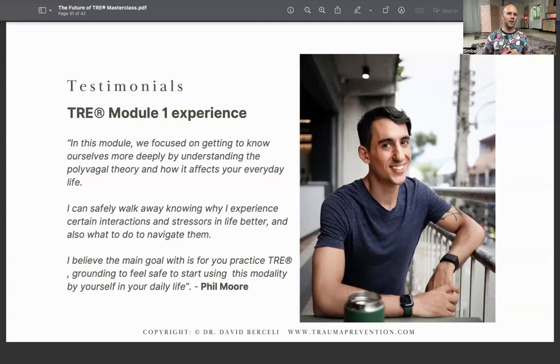And really what he walked away with was that he can experience interactions and stressors in life and also know what to do and how to navigate them. So he walked away with a framework of, oh, this is why I'm feeling certain stressors, or why my partner or my colleague or whoever I'm meeting affects me. And he also walked away with an understanding, as everyone does in Module 1, of how I can practice TRE and grounding for myself and add it into my daily practices, which allows me to gain all of the benefits that I've been sharing with you the last hour or so.